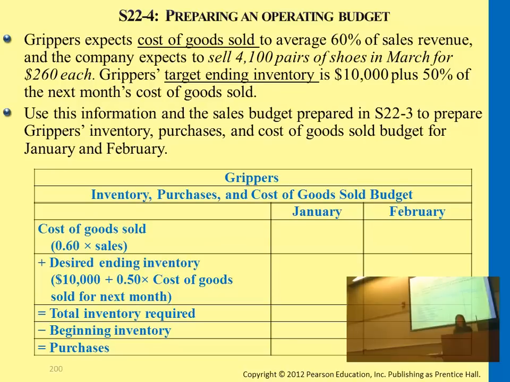Yes, right. But for January's ending inventory, you're using February's, and then for February's you're using, yes. So for February's ending inventory, you actually need to get March's sales revenue first, get March's cost of goods sold in order to get it.